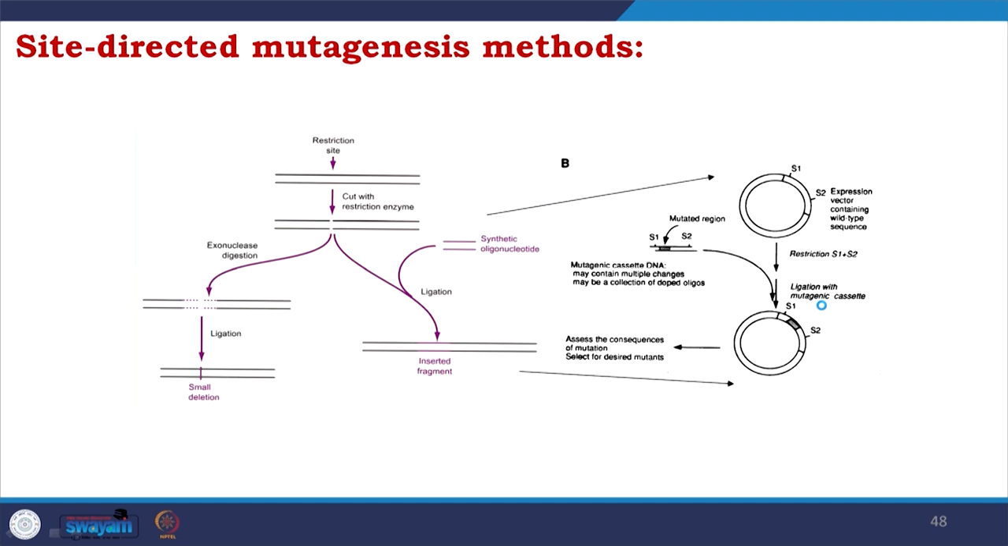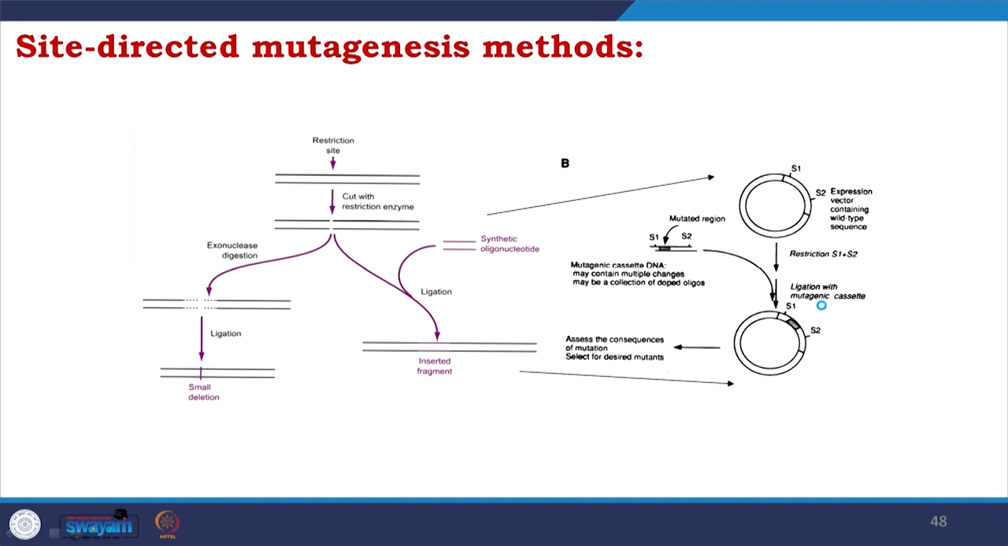Site directed mutagenesis, as we said, you develop a restriction site, you cut with a restriction enzyme, then you could do exonuclease digestion and ligation to go to a small deletion, or you cut with a restriction enzyme, you introduce a synthetic oligonucleotide and by ligation you could go to an inserted fragment. So, there are multiple possibilities. You could use mutagenic cassette DNA, which contains multiple changes.